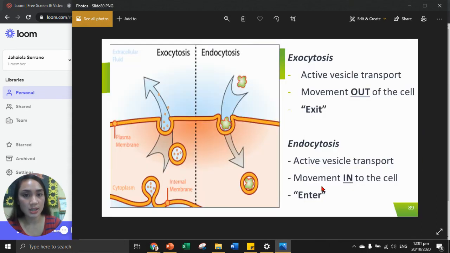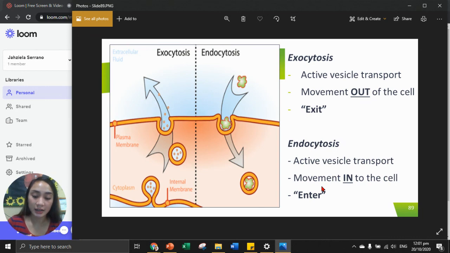Okay, for our last, before I move on to homeostasis, let's have a recap of the four ways of cellular transport. If you could enumerate along with me together. So first, we have simple diffusion. Second, we have facilitated diffusion. Another is we have the active transport, and then the last one is the vesicle transport. So if we're going to define all the four, simple diffusion, it doesn't need energy. So yung concentration niya, it just goes through the plasma membrane.